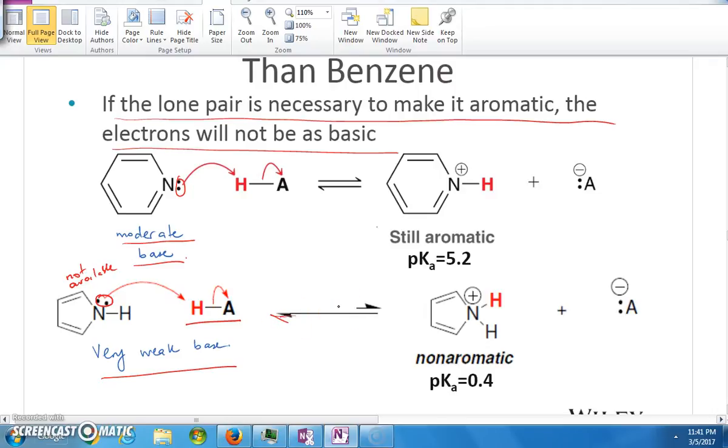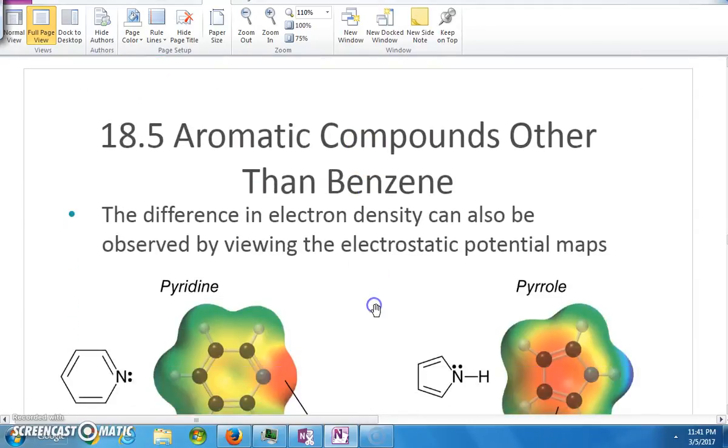So I want you to look at that distinction. Look at pyridine and look at pyrrole. You can see that pyrrole is a very, very weak base. That's because the lone pair is necessary to make it aromatic. On the other hand, pyridine, which is right here, is a moderate base because the lone pair is not necessary to make it aromatic. And so I want you to make a note of that.